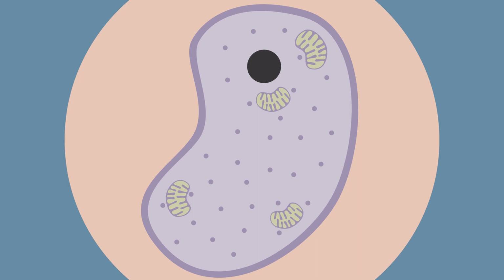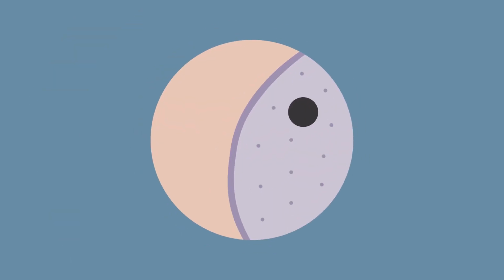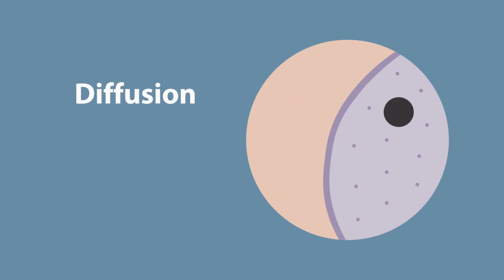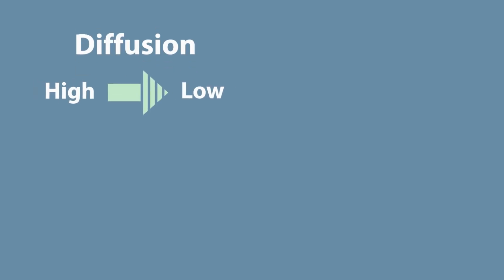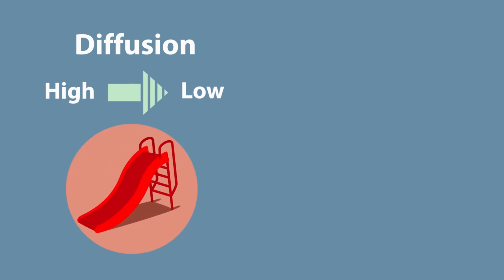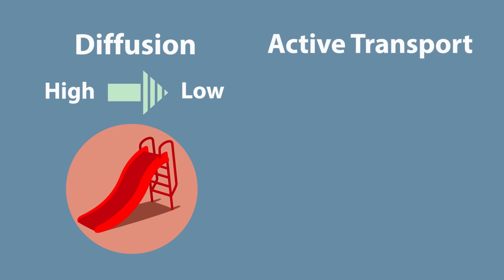So from these two parts, you should know how cells take in substances and get rid of waste by diffusion, osmosis, and active transport. Just remember that for diffusion, the substance moves down the concentration gradient from a high concentration to a low concentration. Just think of a slide. You don't need any energy to go from high to low. It's easy.